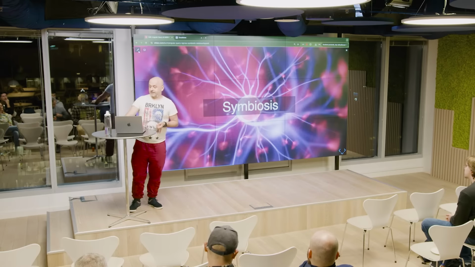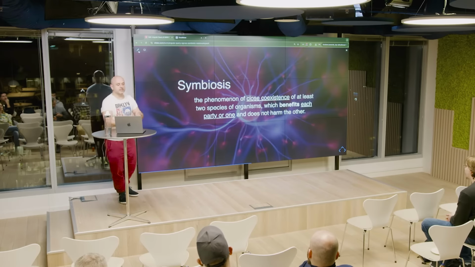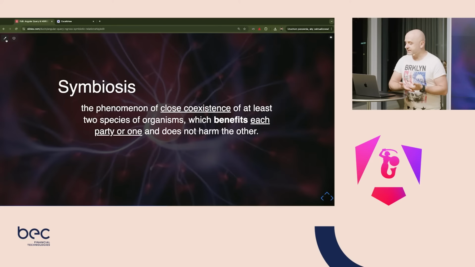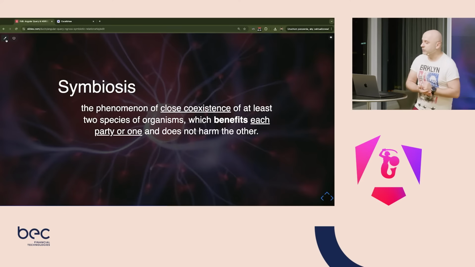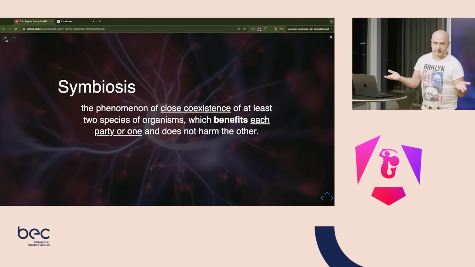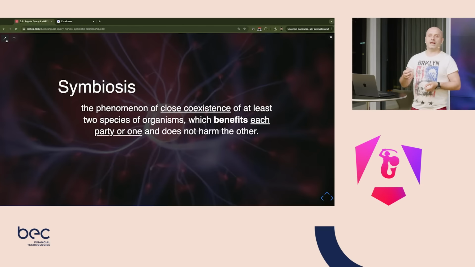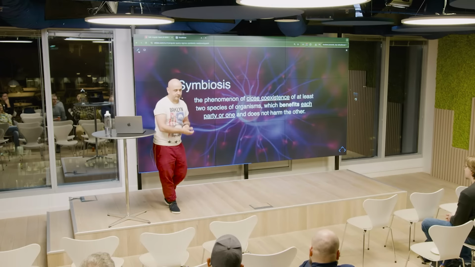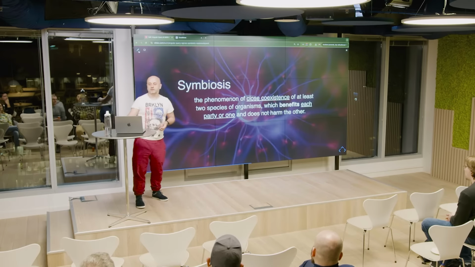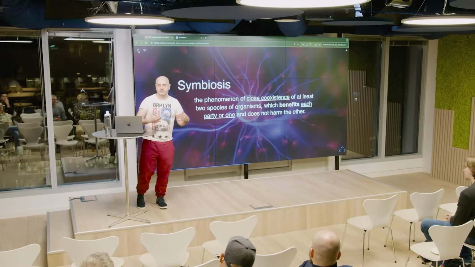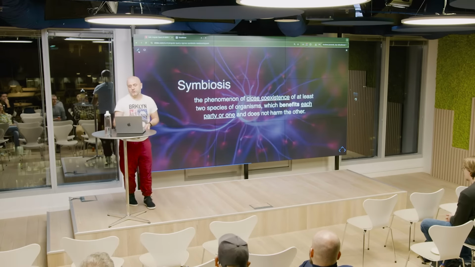So what is symbiosis? One of the definitions that I found is that it's a phenomenon where there is a close coexistence of at least two species of organisms. We're going to speak about basically two, where there is a benefit on each side, or a benefit on at least one of the sides, but no harm to any of the parties. So there would be at least one party that would benefit. My thesis is that these two libraries, the way they are designed, form this kind of relationship.